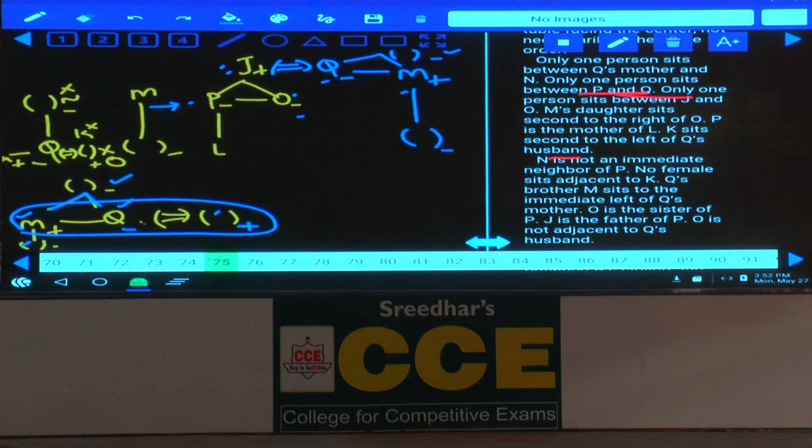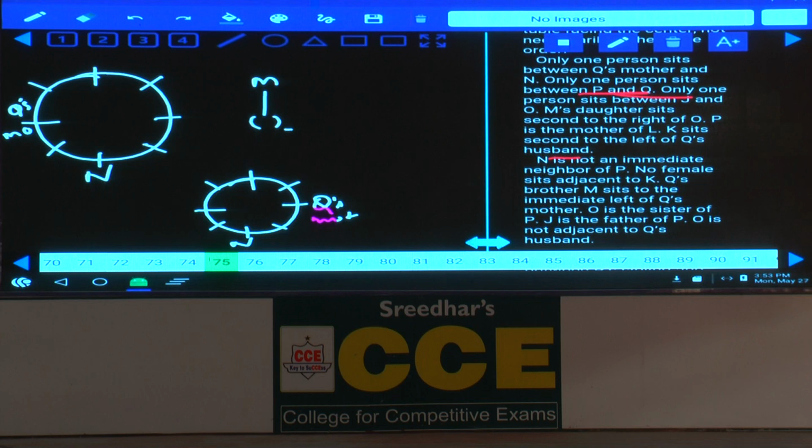Next one, P and O are the children of this J, isn't it? And P is the mother of N. And this is the information we have. Now let us rewrite this in our diagram. Now tell me, what is the final we have? Finally we have J. J is here, isn't it? Now J is married to whom? J is married to one person, and who is that person?